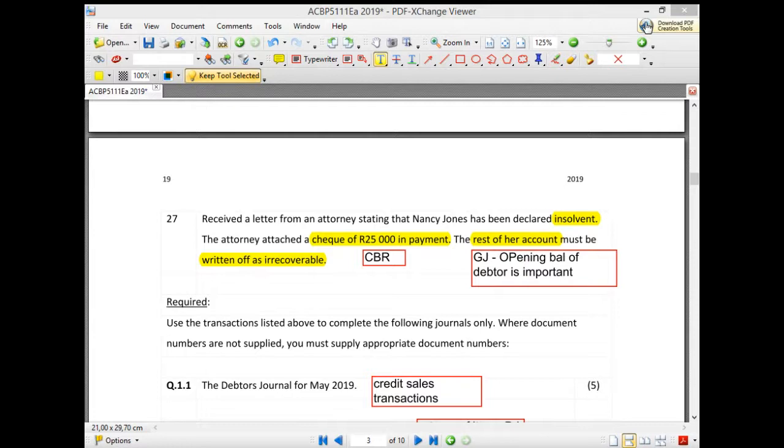Okay, does that make sense? Do you understand how to get to a closing balance to work out how much you're going to write off? Yes, no? Okay, so that was up to 1.4. Are you finished? Can I continue?